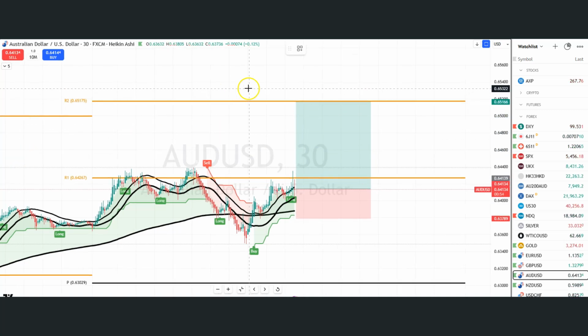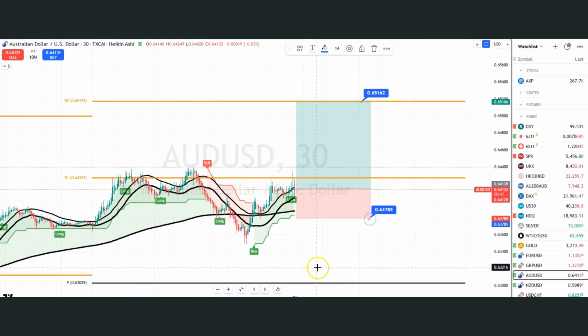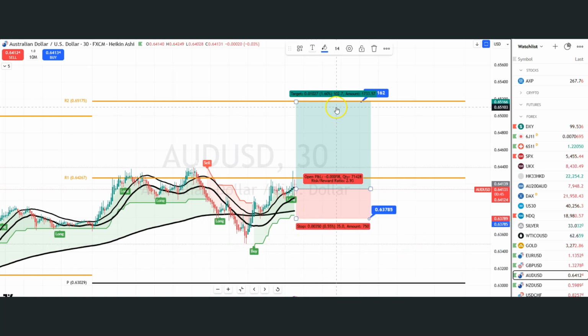So there's your numbers. Trade at your own risk, of course. If you want to upgrade to the advanced pro charts, come and join me. 65.16 is the target. 63.78 is your stop loss.